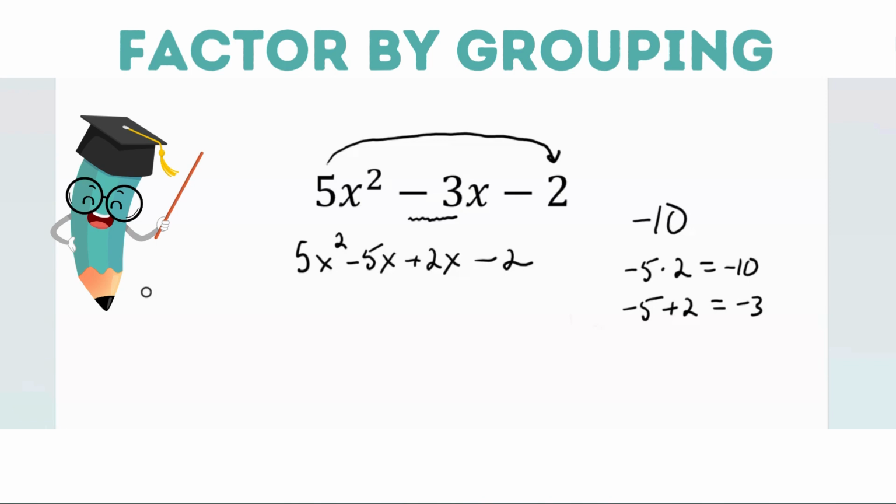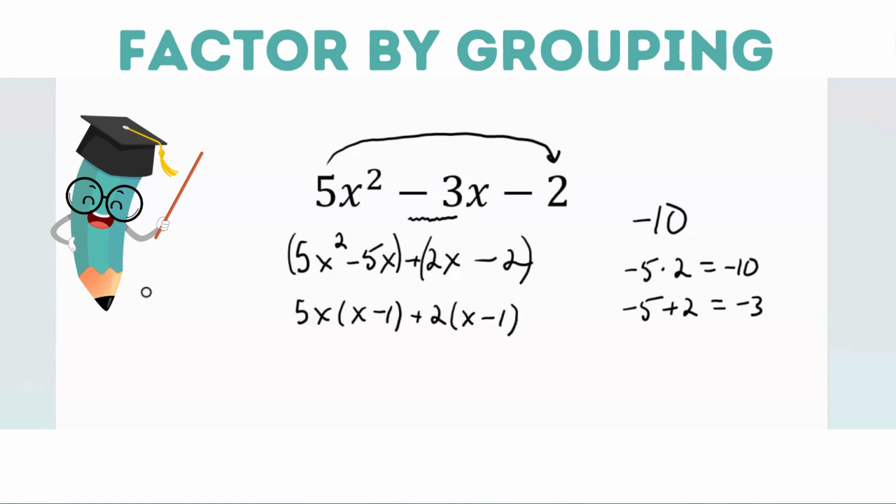Okay, so now the factor by grouping part, the grouping, is we group the first 2 terms and we group the last 2 terms. Okay? All right, so now I'm going to factor out a 5x. So I would get 5x times x minus 1 plus, I'm going to factor out a 2. I get 2 times x minus 1.